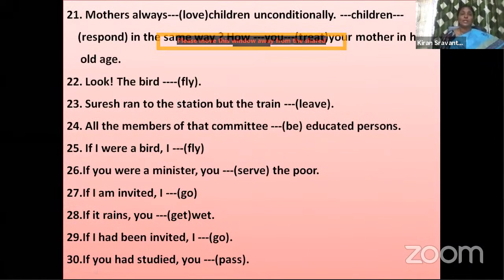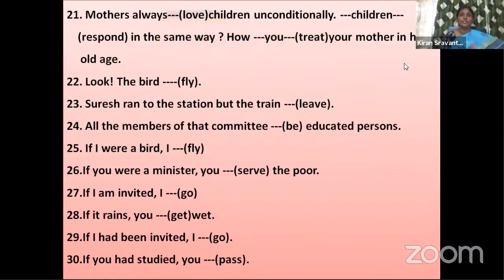And coming to the next one, mothers always. Look at the subject, mothers. That is the plural subject. Mothers always love children unconditionally. Do we use love or loves? If the subject is singular, we can go with loves. If the sentence is given like mother always, then loves. But here mothers, the subject is given plural. So mothers always love children unconditionally.